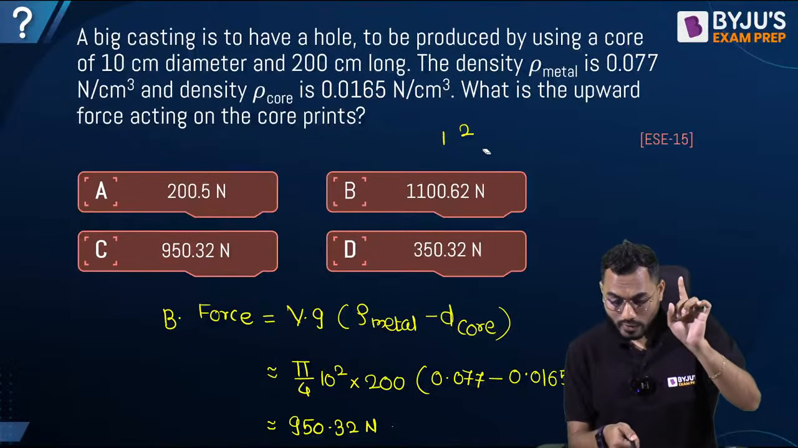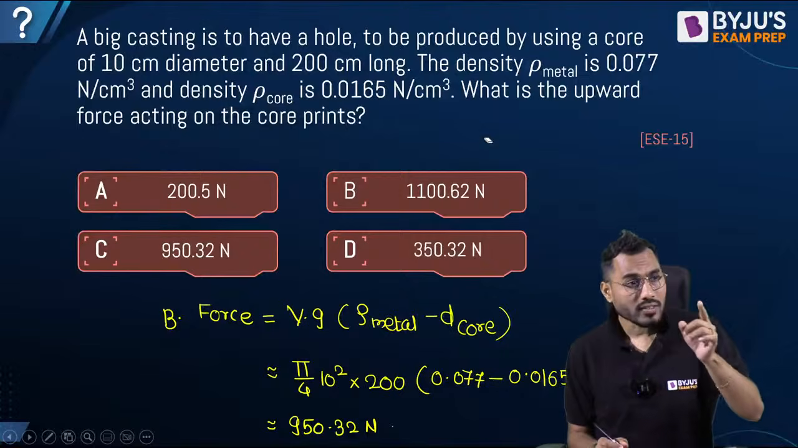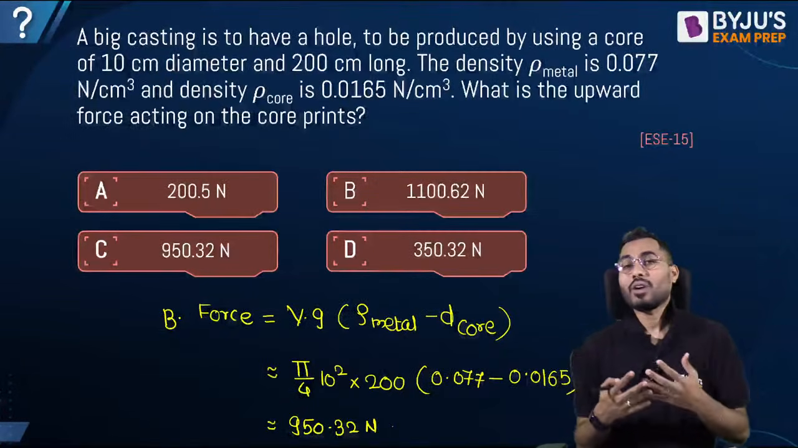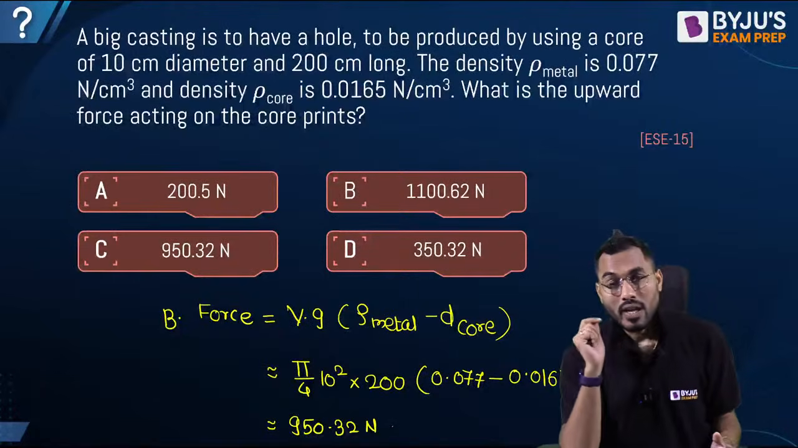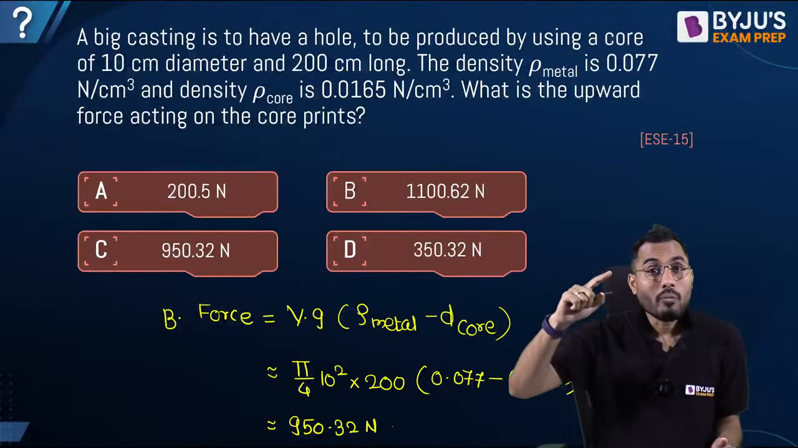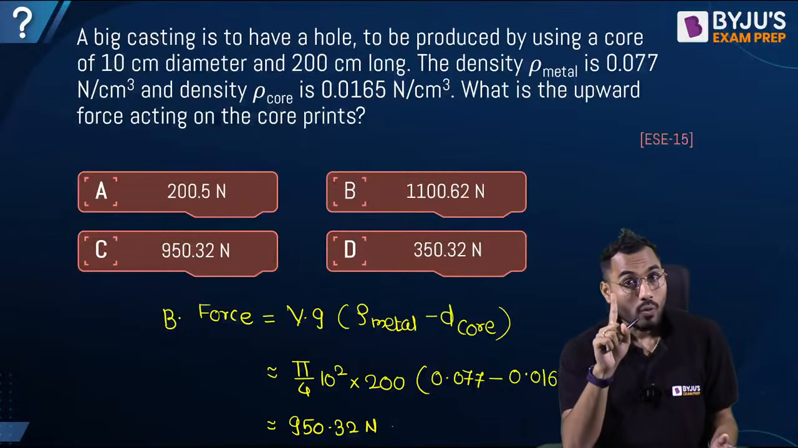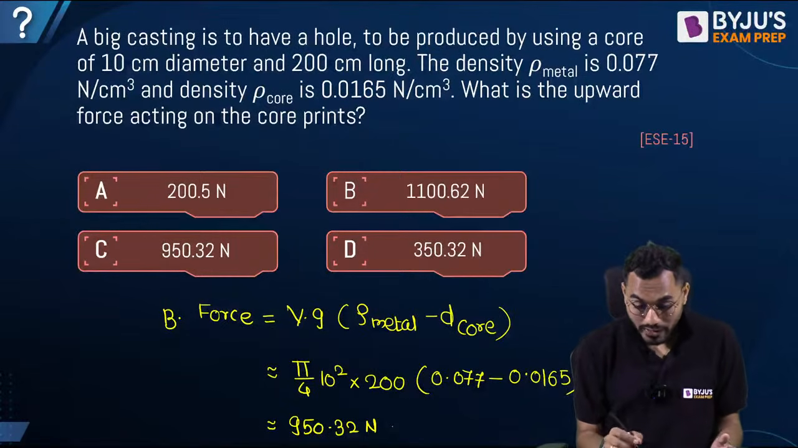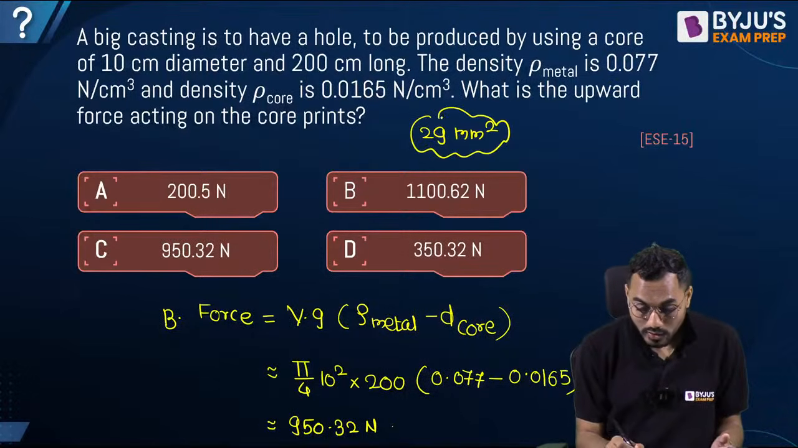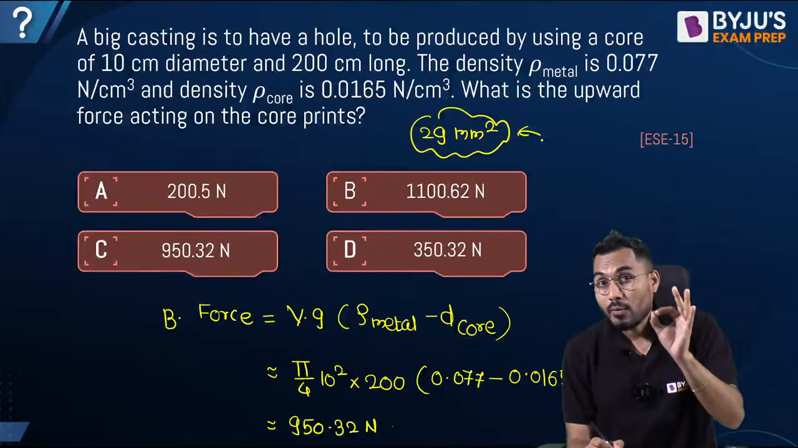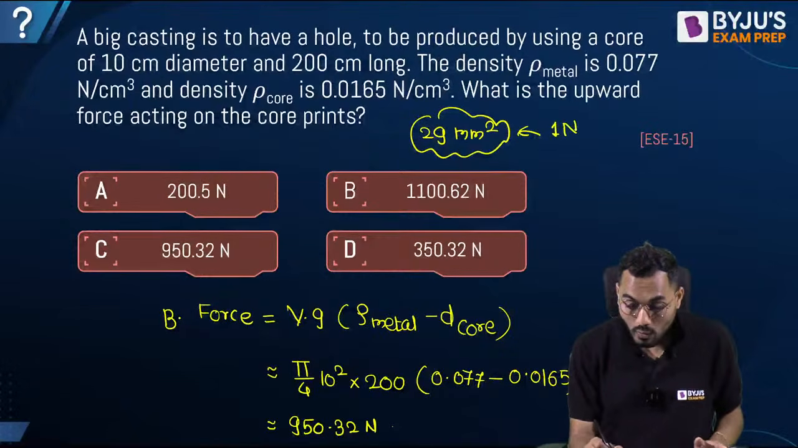What are you asking? Sir, in this case, how many chaplets are required? That solely depends upon the unsupported load. And what is meant by unsupported load? It depends upon how many core prints are provided. For every 1 Newton of unsupported load, a chaplet of 29 millimeter square cross sectional area is utilized.